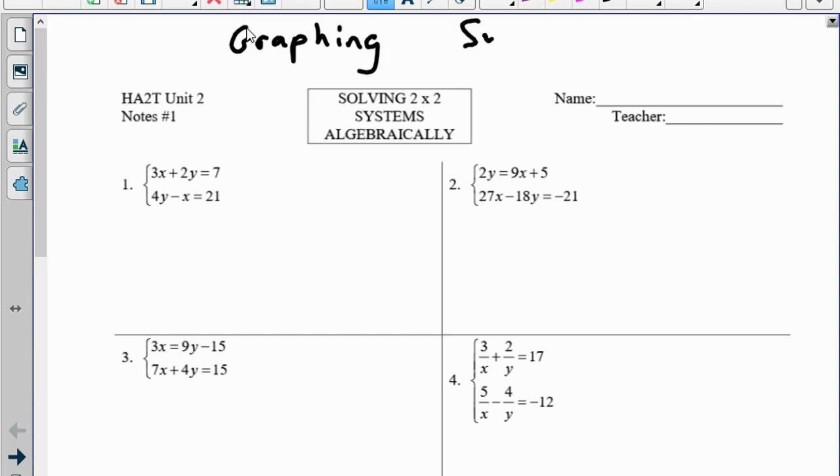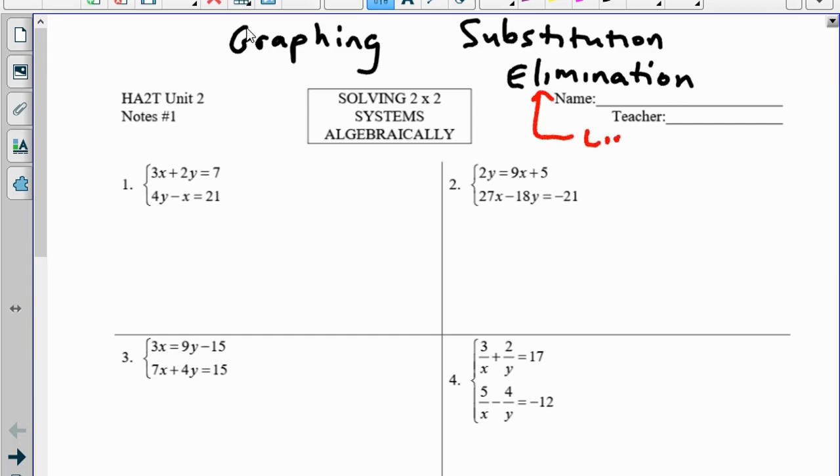You can solve it by substitution, and you can solve it by elimination. Your textbook calls elimination linear combinations, so that's something that you might want to know. So what we're going to do here is figure out which way is the best way to go about doing these problems, and then we will solve them.